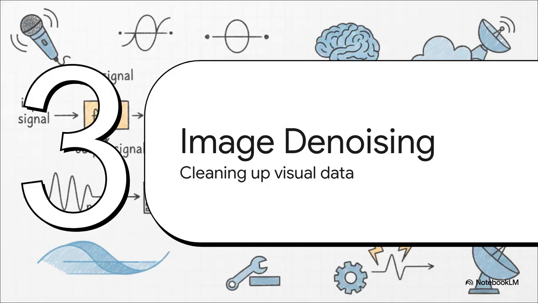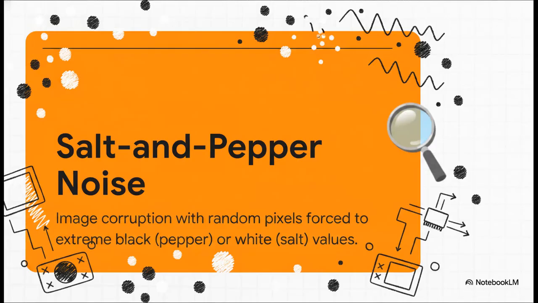Section 4. Image Denoising Fundamentals. Cleaning up visual data. So far today, we've only dealt with one-dimensional time series signals. Now let's level things up and transition to a two-dimensional matrix. Visual data is a whole different beast, and it suffers from entirely different forms of interference.